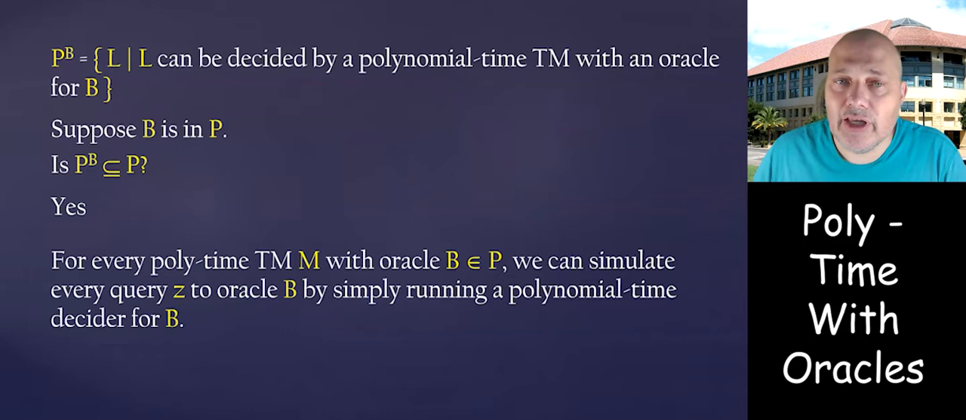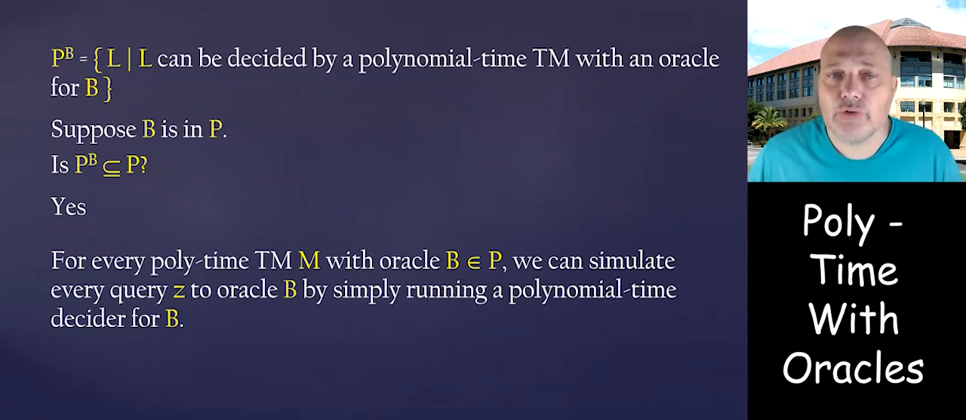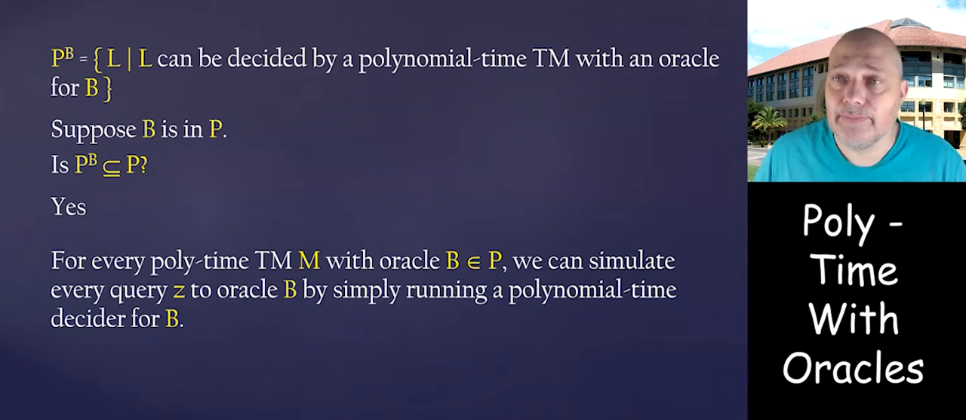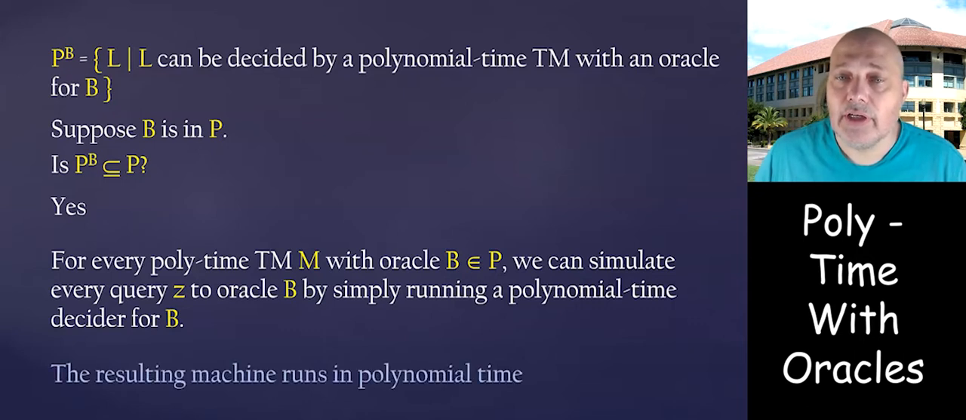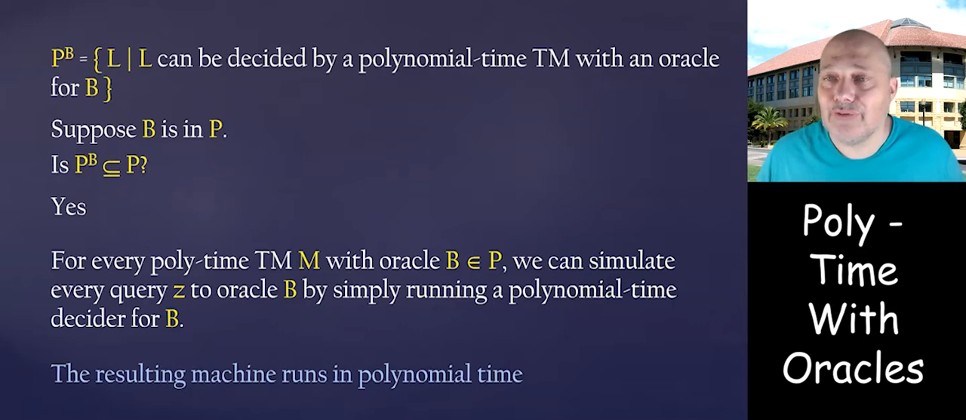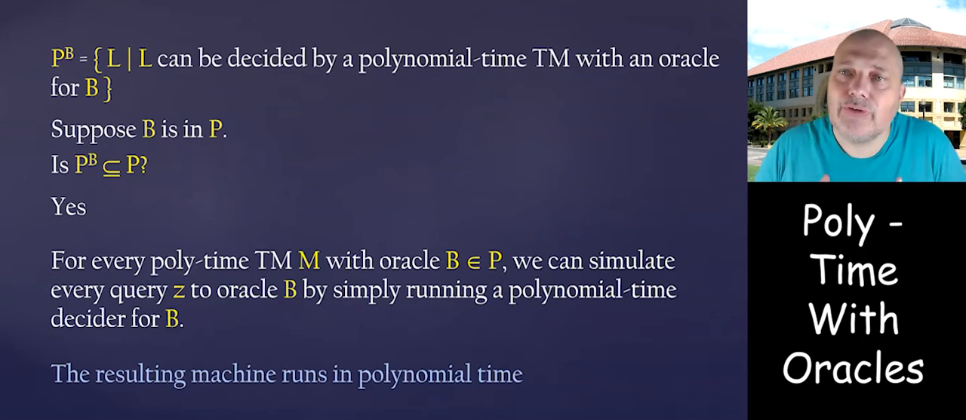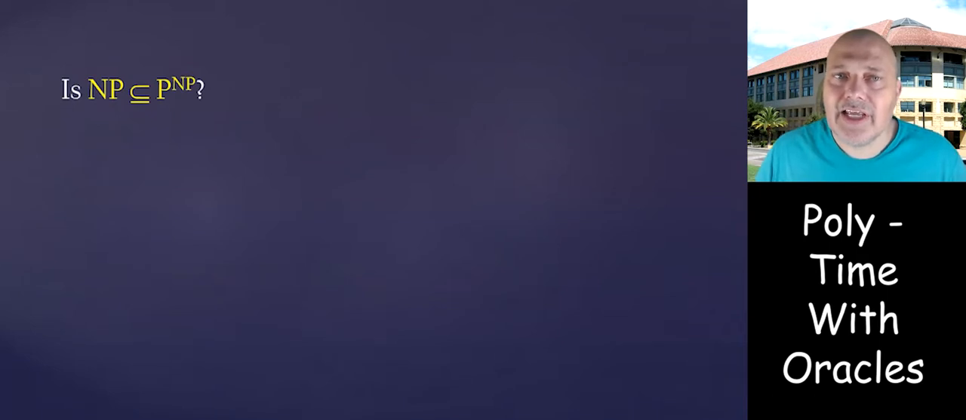So for every polytime Turing machine M with oracle B, you can simulate every query Z to the oracle B by simply running the polynomial time decider for B. And the resulting machine runs in polynomial time. So this is just like you run your library, but now when you combine the algorithm for running a procedure from your library with your own algorithm together, they are still polynomial time. Is NP contained in P to the NP?